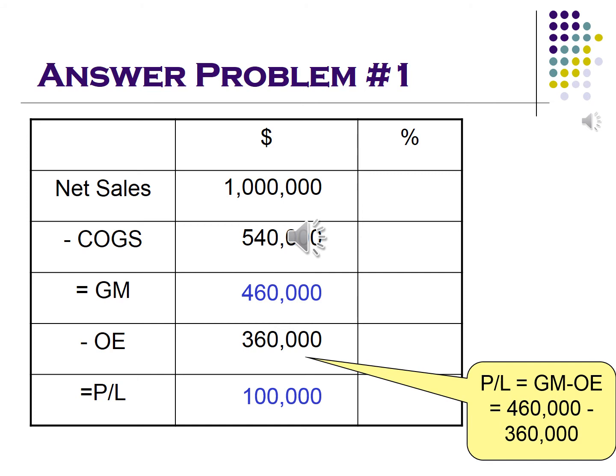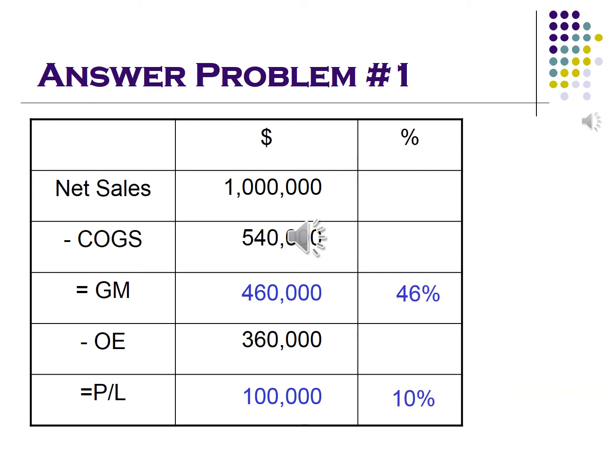Then profit can be calculated by subtracting operating expenses from gross margin. So 460,000 minus 360,000 equals $100,000 of profit. And thankfully the net sales is an even number, $1 million, so it's pretty easy to calculate all the percentage numbers here. COGS would be 54%, gross margin 46%, operating expenses 36%, profit of 10%.